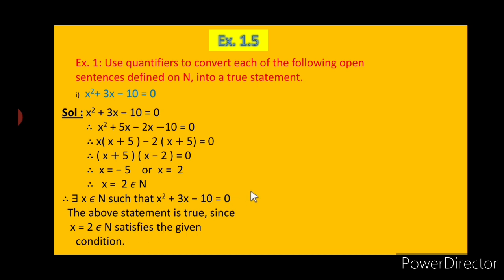Understood? Now the next one. 3x minus 4 is less than 9. Now again we will have to find a value of x here. So take this minus 4 on the other side, it will become plus 4. So you will get 3x is less than 9 plus 4, that is 13.